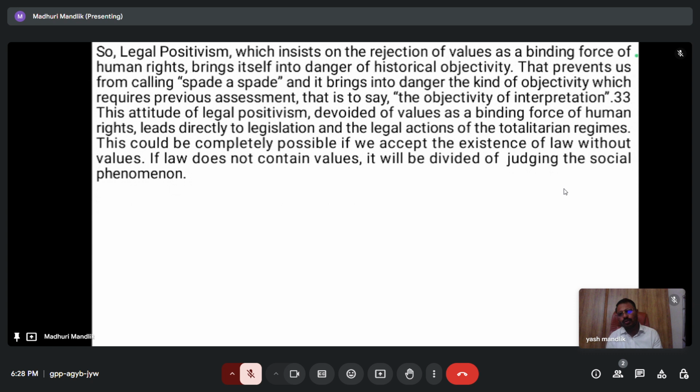This attitude of legal positivism devoid of values, having a binding force on human rights, leads directly legislation and legal action to the totalitarian regime. This could be completely possible if we accept the existence of law without values. If law does not contain values, it will be divided into judging the social phenomenon.